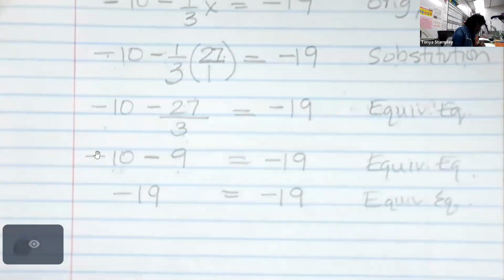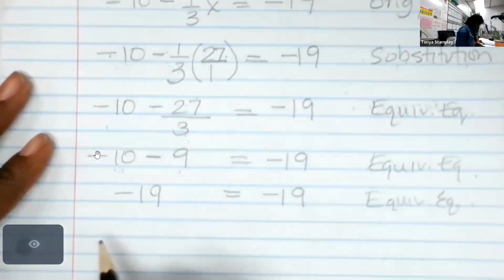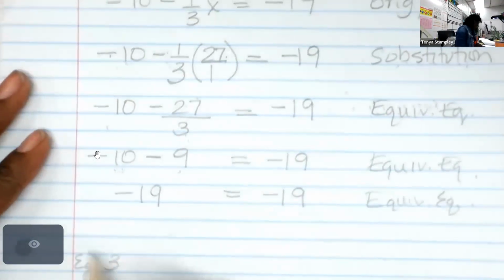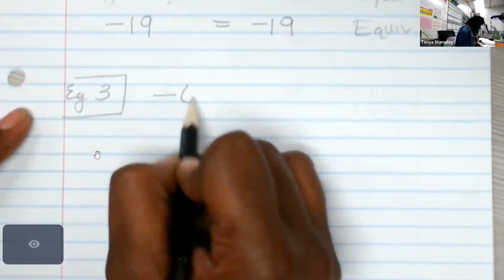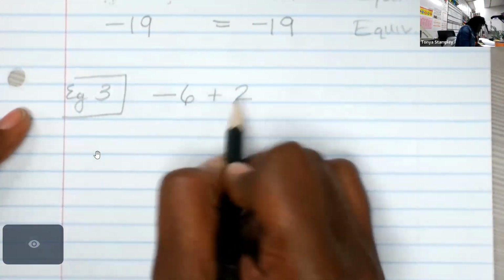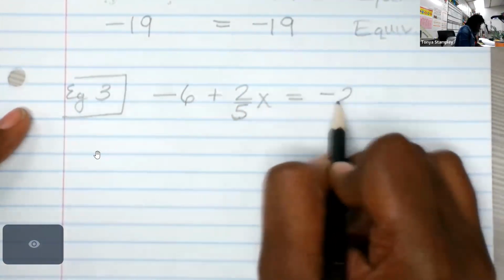All right, now I want to give you a problem. Ooh. Y'all ready? All right, let's see how we do. The problem I am giving you is very difficult. Extremely. But I have faith in you guys. All right, here we go. -6 plus 2/5 x equals -2.